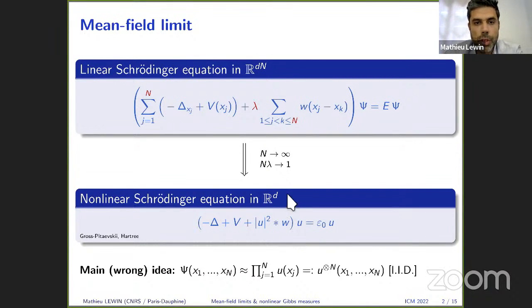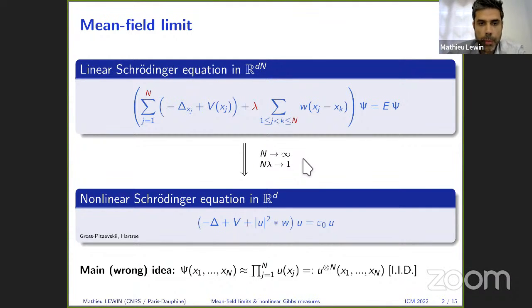So our goal is to justify why the second equation is a good approximation to the first equation in some limit. And the limit is written here. It's going to be n to infinity and lambda of the order of 1 over n.